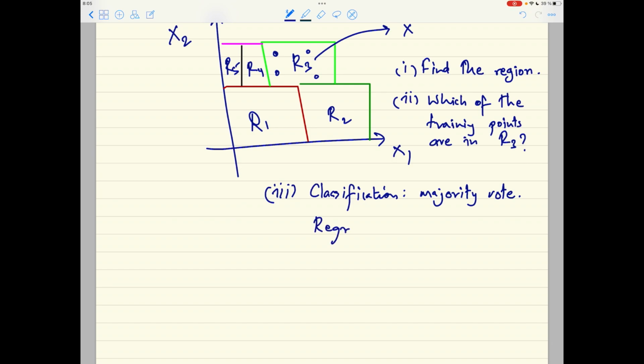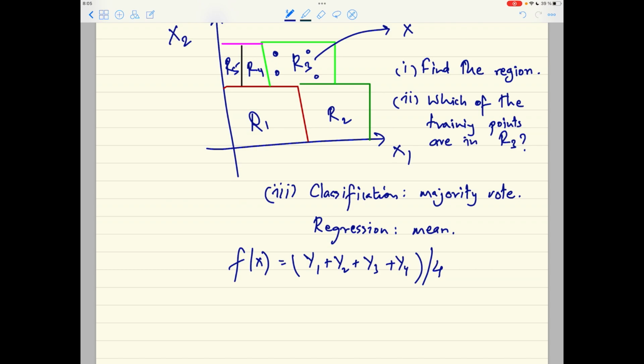And in case of regression, we just take the mean. Okay, so f of x, which is the model output at point x, would just be the average of all the labels of these 4 points. So y1 plus y2 plus y3 plus y4 divided by 4. Okay, so you just take the average. That's how simple it is.